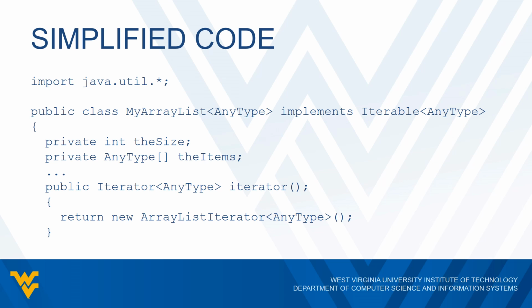Here's the first part of it, and the only difference is this part right here where we actually create an object of the ArrayList iterator class. Notice that we're no longer passing the this reference anymore. We don't have to pass an object of the myArrayList class because we're going to be given an implicit reference automatically.